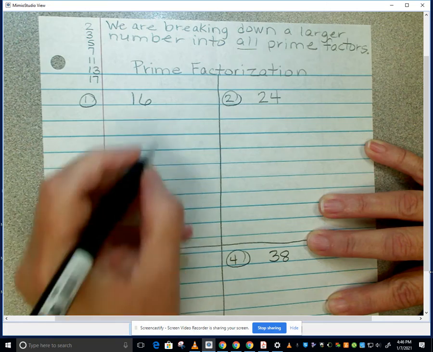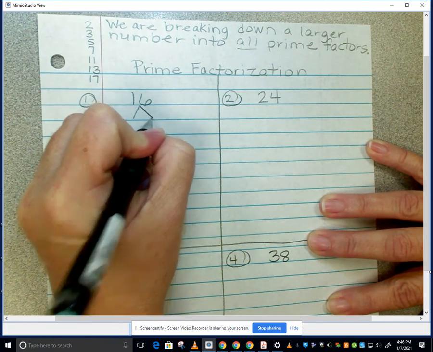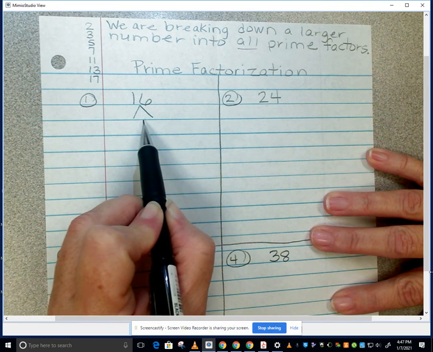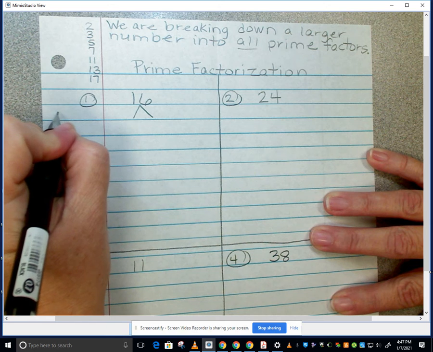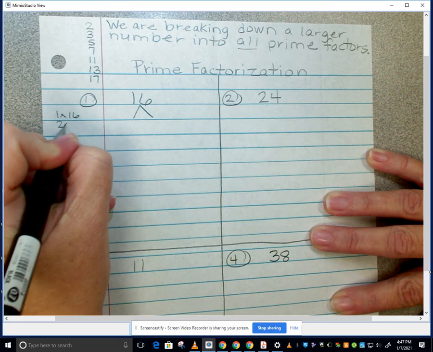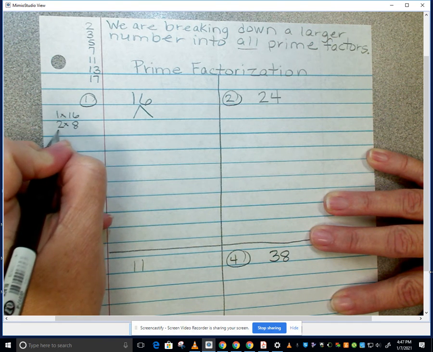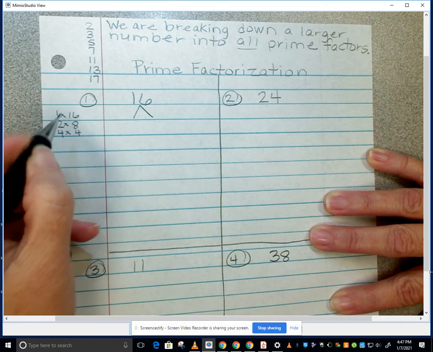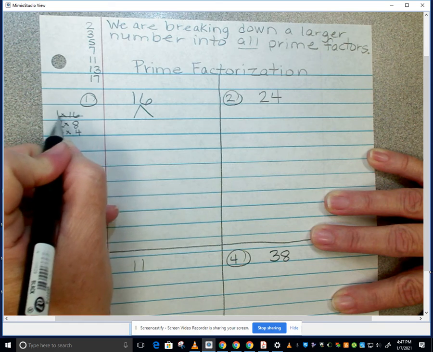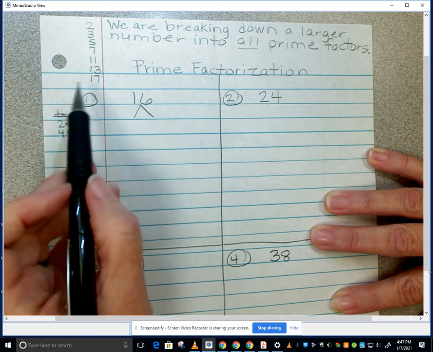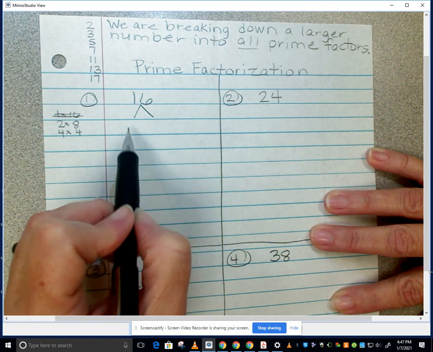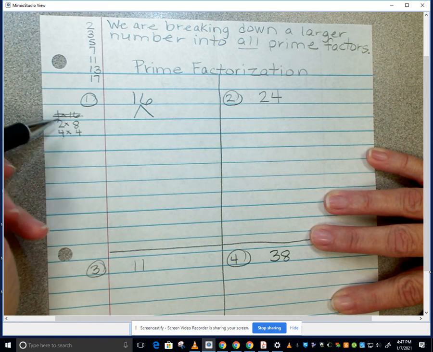Because when I see 16, I'm going to put branches on it. And I want to ask myself, what are the different ways I can get 16? We know I could do 1 times 16. I know I could say 2 times 8. I know I could also say 4 times 4. Either of these will work, but I do not want to use 1 times 16. You will never create a factor tree with a 1 times any number in it.